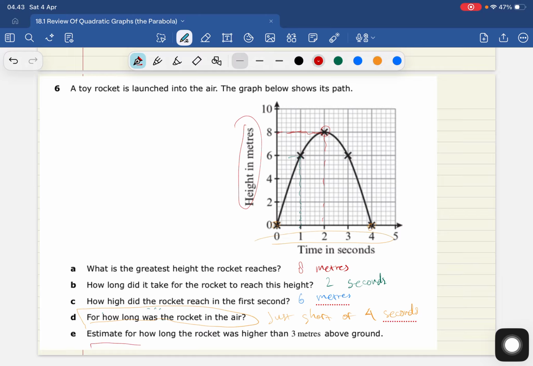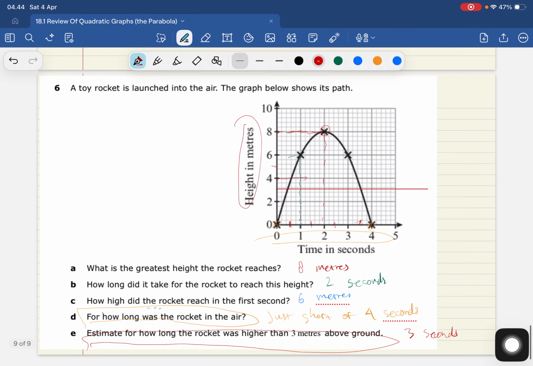Next, we need to estimate for how long the rocket was higher than 3 meters. So 3 meters. Okay, we could estimate here 3 meters. Yeah, about 3 meters. So from here until here. So 1, 2. Okay, you can estimate as 3 seconds. Okay, there it is. Thank you.